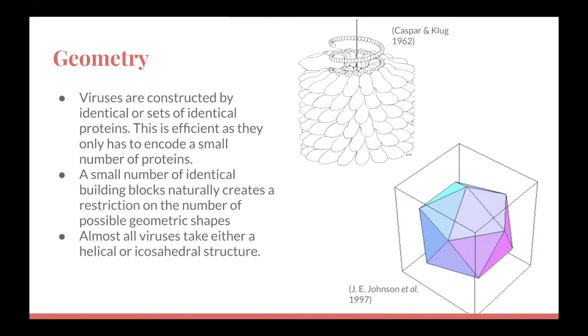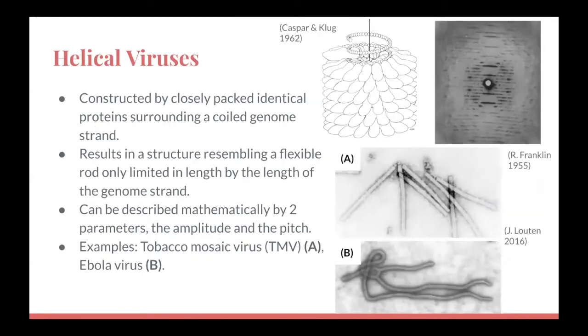In fact, there are only two main shapes a virus can take, helical or icosahedral. Almost all viruses fall into one of these two categories, although a small number do not, but often the shapes these small numbers take have very similar properties to these two structures. So let's start by describing a helical virus.